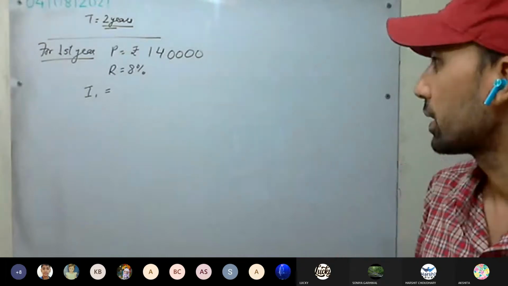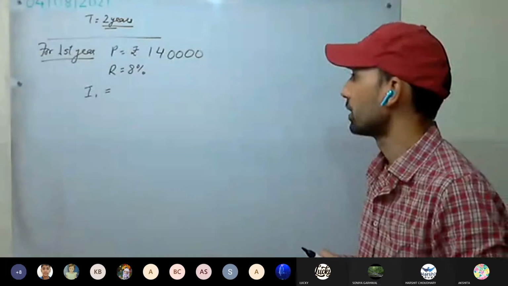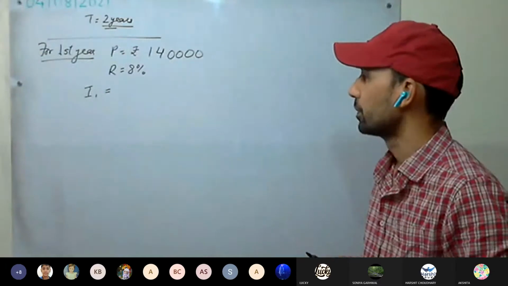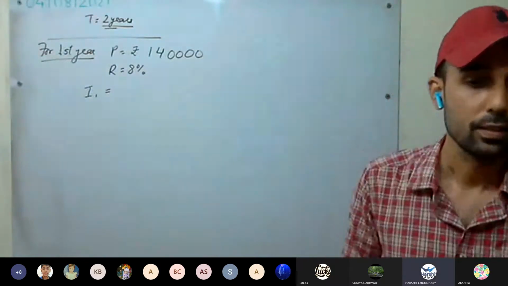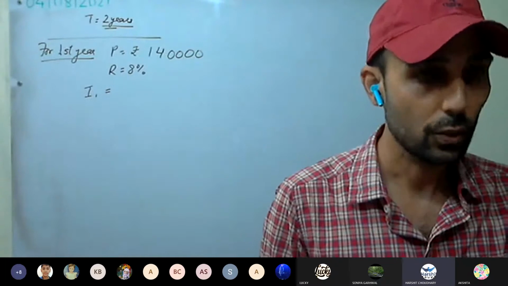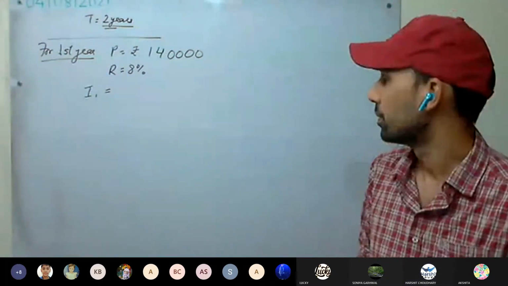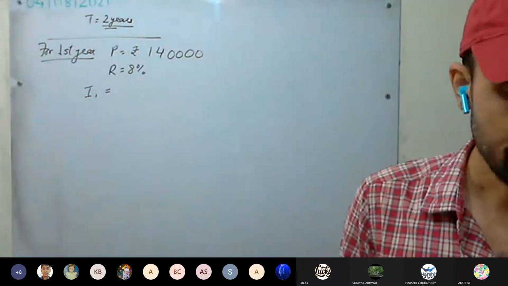How much have you got as interest for the first year? As you get the interest, let me know as well. Interest for the first year. Everyone calculate. 11200. Okay, calculate it once.